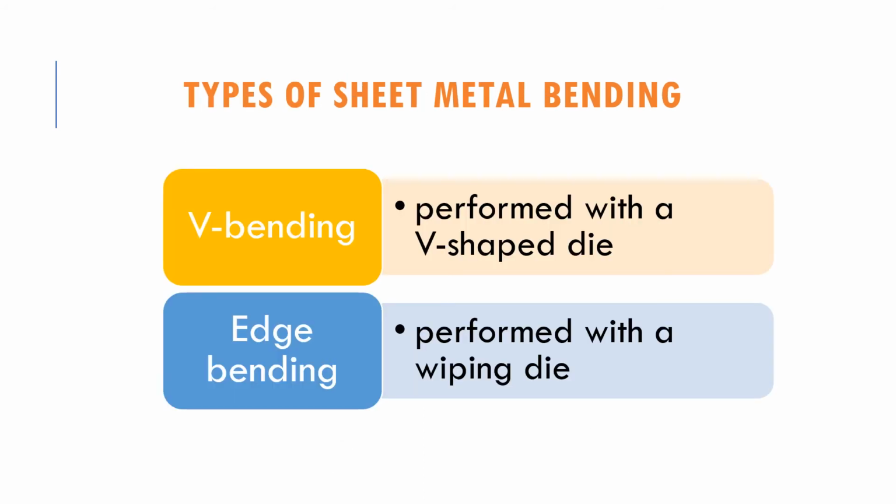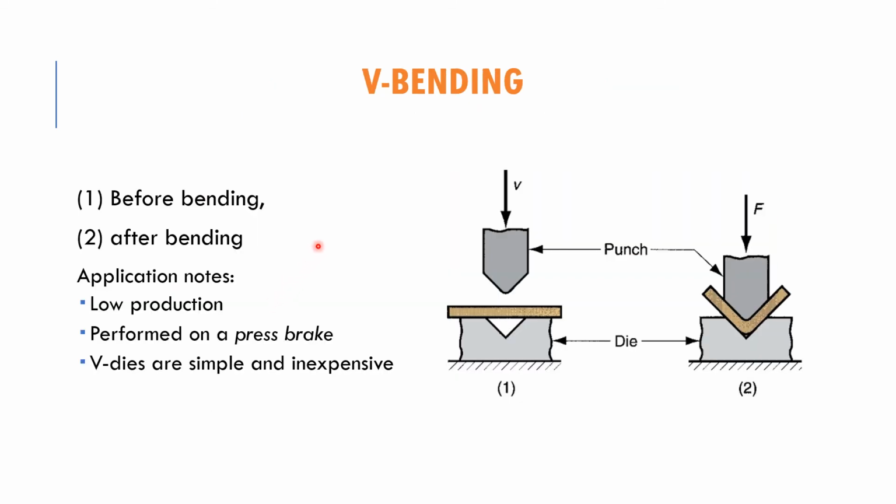So there are two types of sheet metal bending. One is V bending, which is performed with a V-shaped die, and the other is H bending, which is performed with a wiping die. We're going to look into the process later. Here is the V bending process.